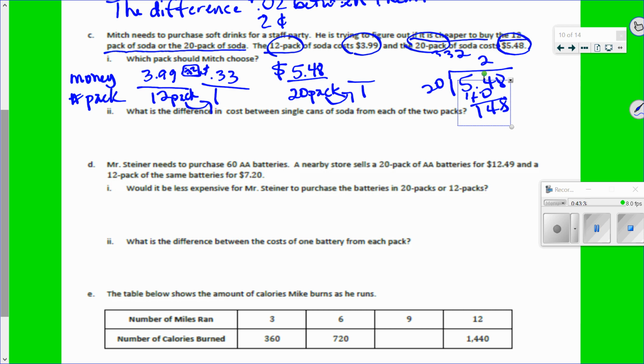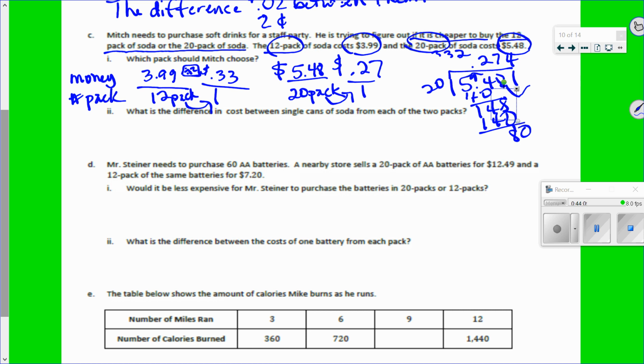No, I mean that. It's fixed. Oh, is that what you're doing? Okay, 7. I heard 7. 7 times 20 is 140. Leaves you with 8. Bring down 0. What does it round to? 27 cents. Put my decimal right here. 27 cents. Okay?